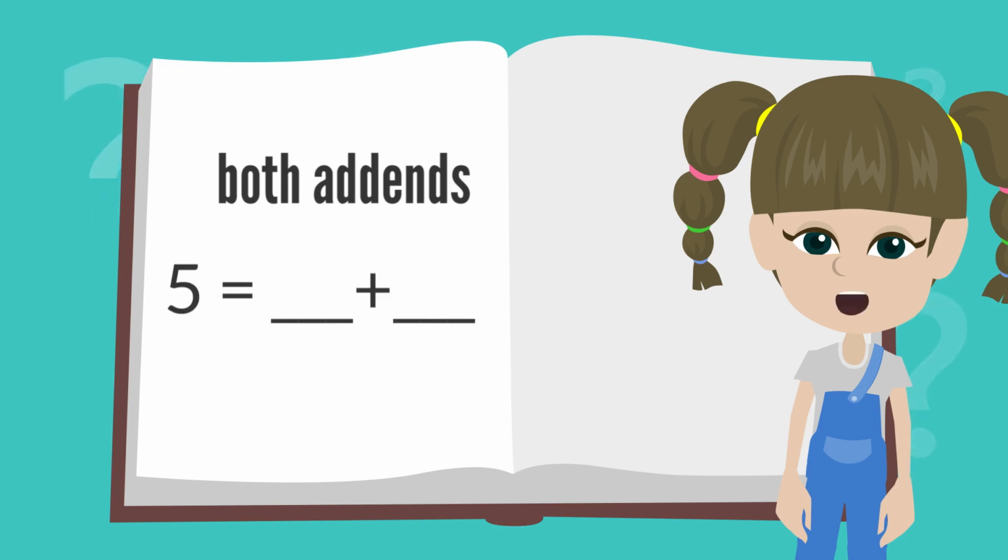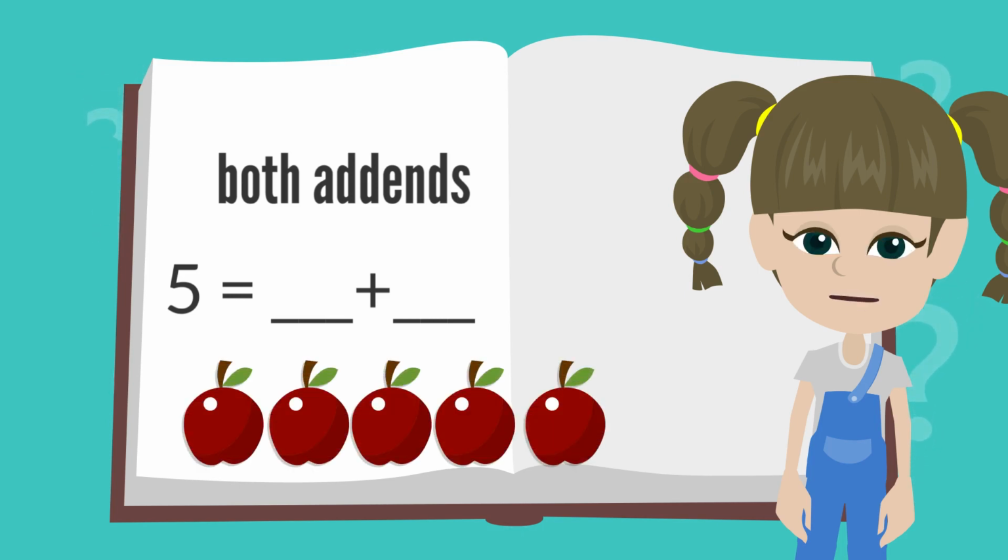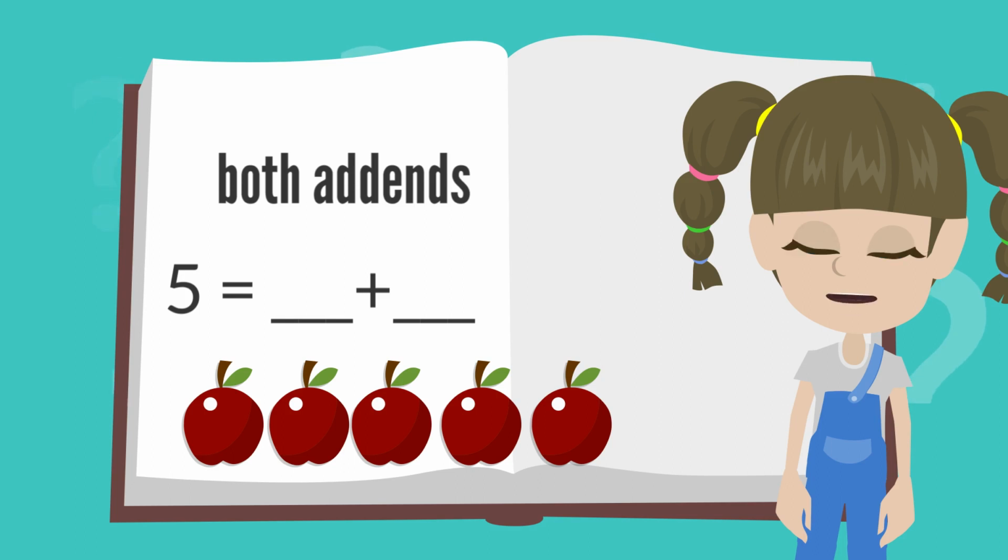Okay, so here we have the number 5 and we want to find the addends. So, suppose that we have 5 apples. Can you tell me how you can divide it into 2 groups? Great! We have many choices to do.